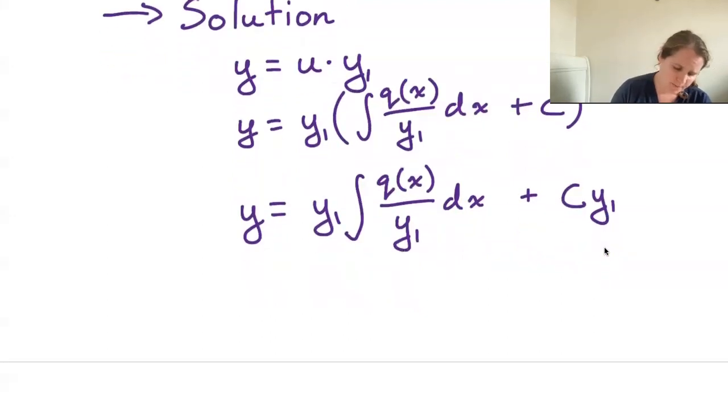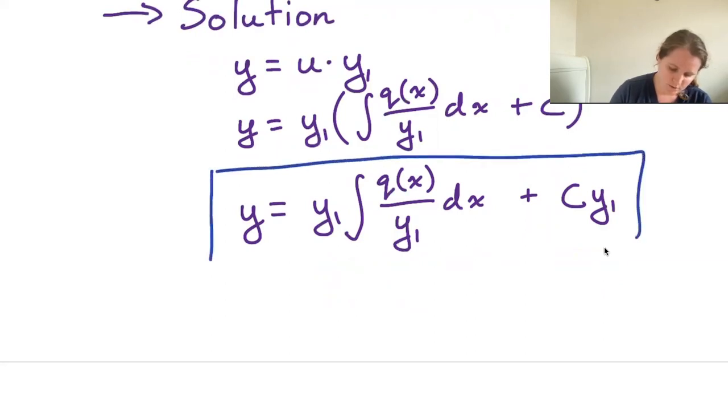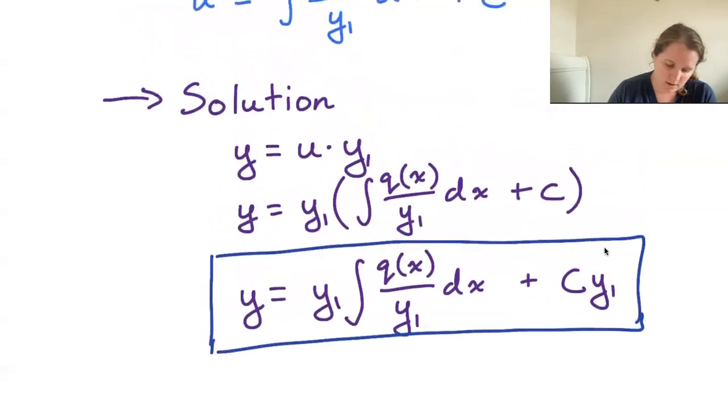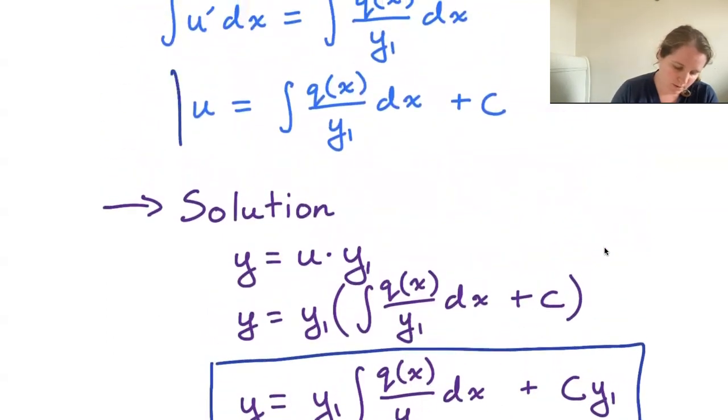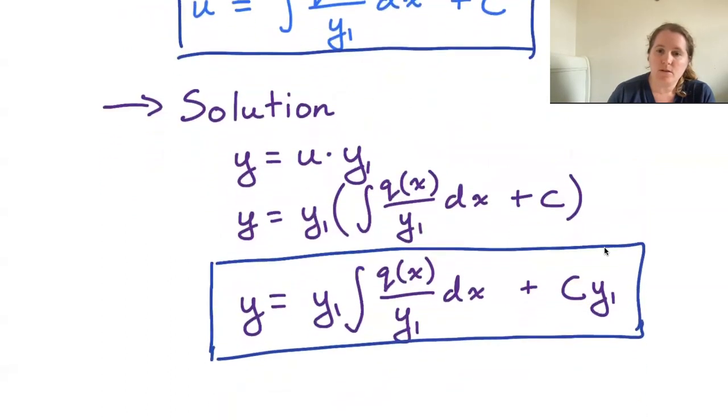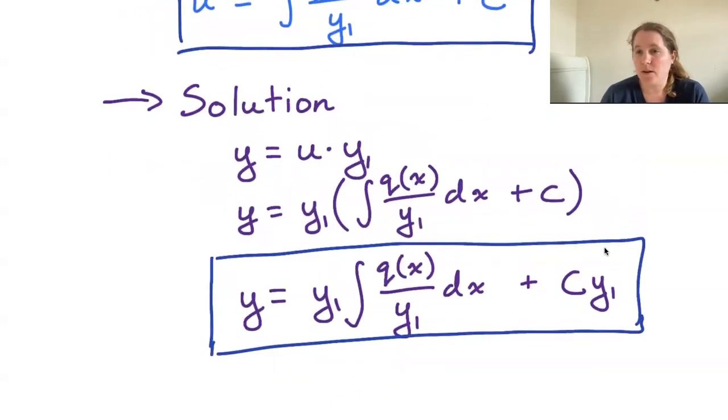And from here, we have our general formula for our solution. As long as we can find that y1, we can solve for u, and then solve for our overall non-homogeneous general solution.